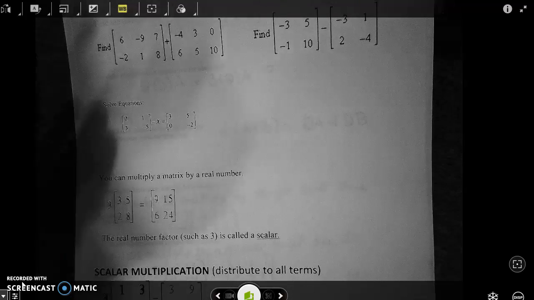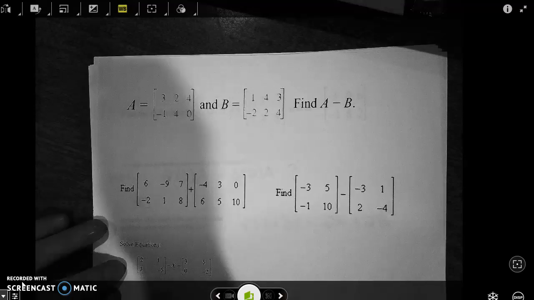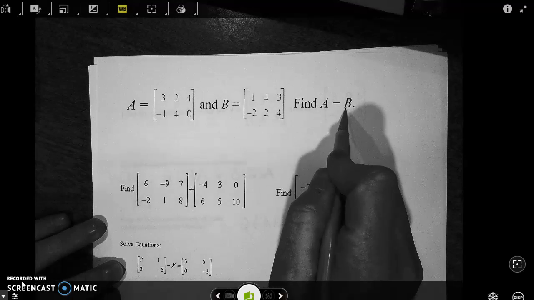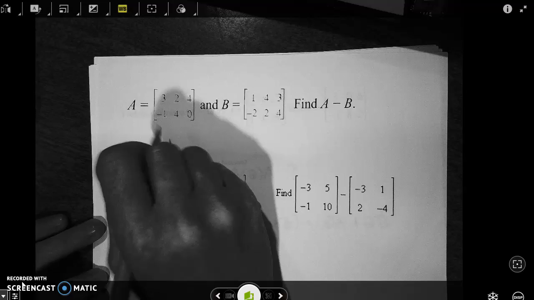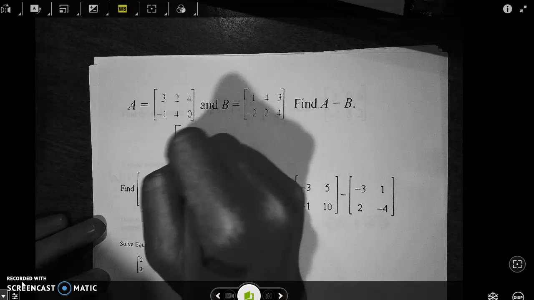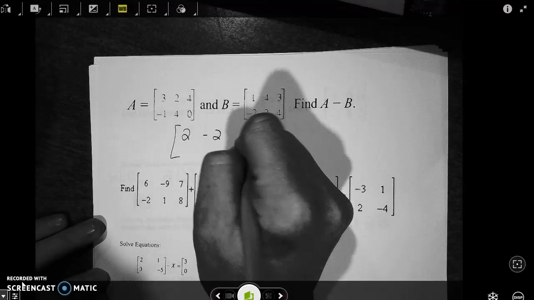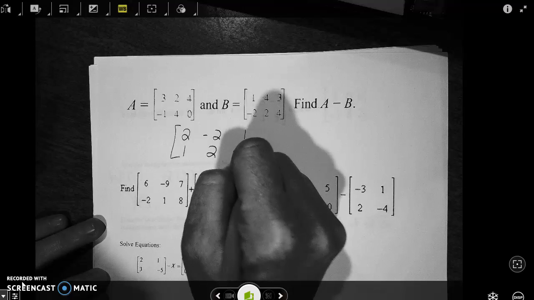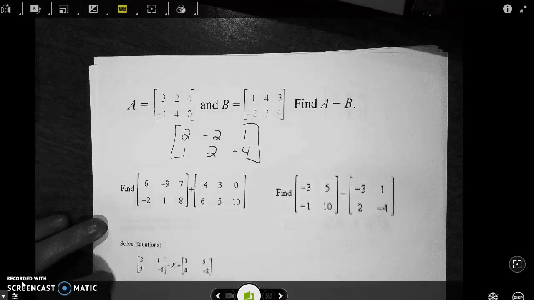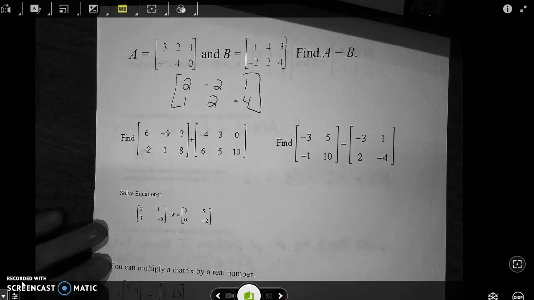Okay, let's do these really quickly, and that'll end the first video. Again, A minus B, you might want to stop the video and work the rest of this page by yourself and see what you can come up with. What you should get is 2, negative 2, 1, 1, 2, and negative 4. See if you can come up with that. I'm going to skip to this one because I see my video is almost running out of time.